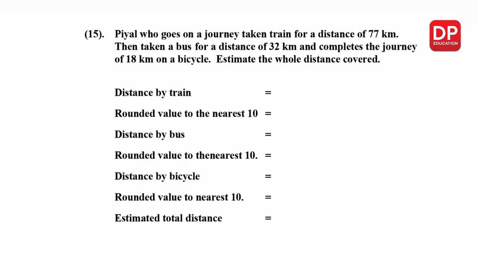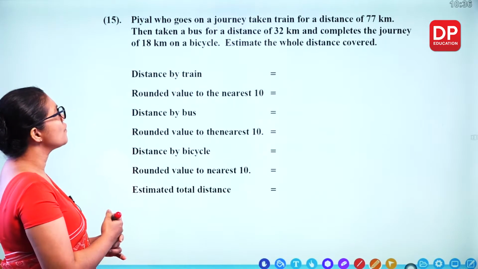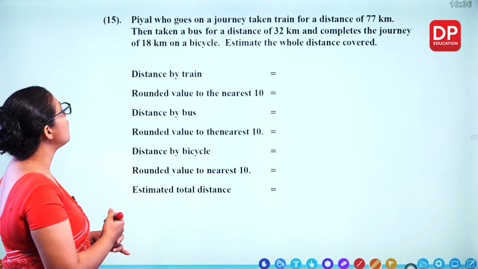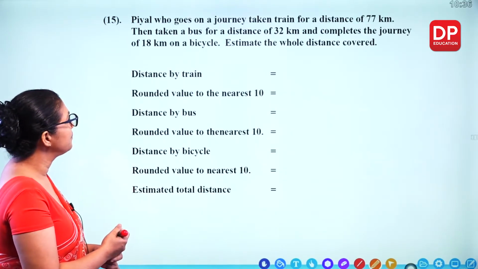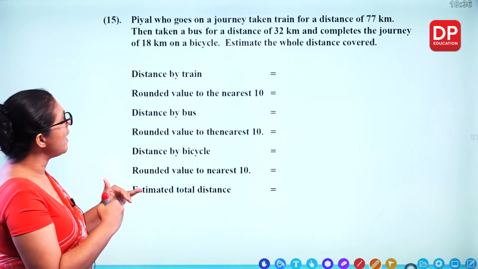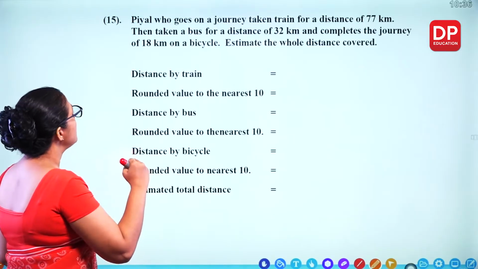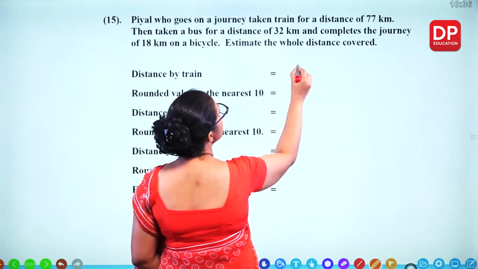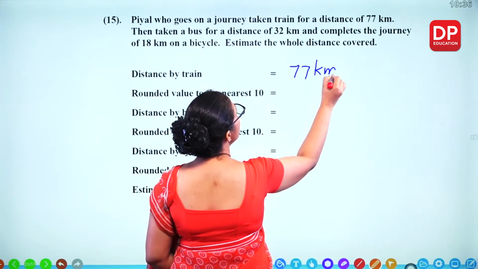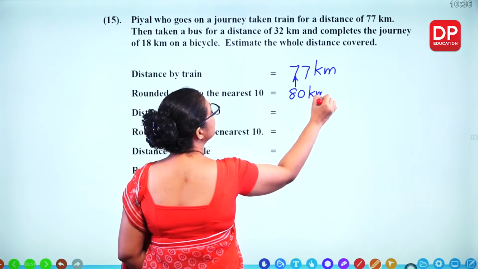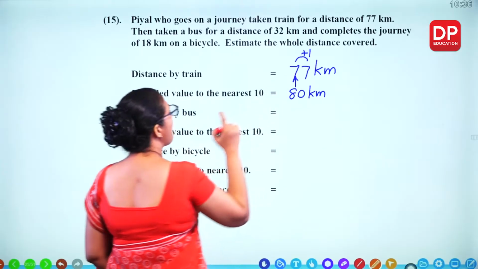Piyal, who goes on a journey, taken train for a distance of 77 kilometers, then taken a bus for a distance of 32 kilometers and completes the journey of 18 kilometers on a bicycle. Estimate the whole distance covered. No need to add exact values. So you can round it to the nearest 10. Distance by train, 77 kilometers. What's the value nearest to 10? This becomes 80 kilometers because you have to add 1.